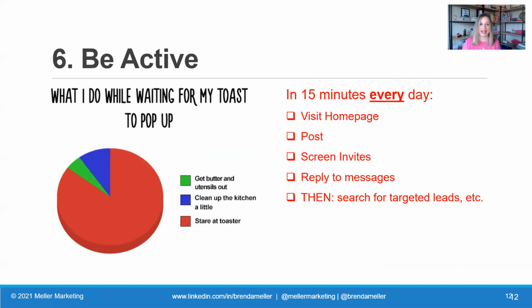What do we do when we're waiting for our toast to pop up, right? We get out the butter and the utensils, we clean up the kitchen, we organize the counter, and then we stare at the toaster, right? And I think about all these times that you might have little pockets of time available other than staring at the toaster. You could put these times together. You could find 15 minutes a day to do these things. You could visit the LinkedIn homepage, spend 15 minutes a day in the homepage. You could spend a little bit of time each day posting on LinkedIn. Maybe while you're waiting for that toast to pop up, you can post something real quick on LinkedIn, right?